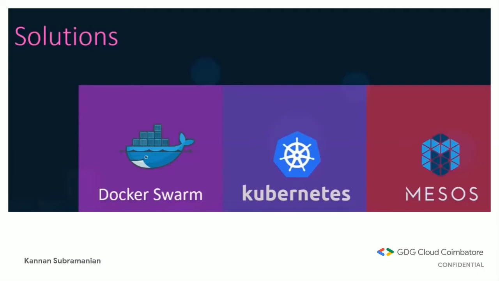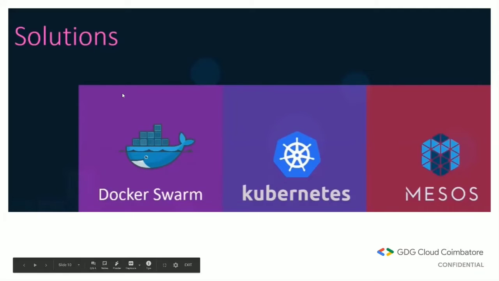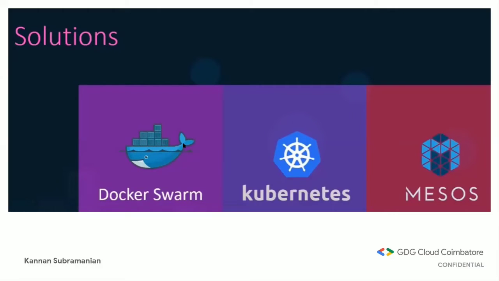Docker has Docker Swarm, and it was really easy to get started, but it has some limitations. We can easily set up Docker Swarm, but it has only fewer features. And the other one is Mesos. Mesos is quite difficult to set up, but it has a lot of features compared to Docker.